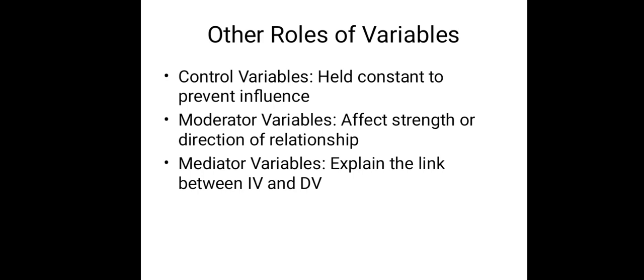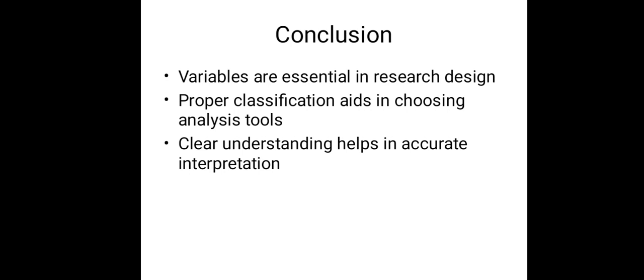Then the moderator variable. This is a variable that cannot really move the independent variable, but can affect the strength or the direction of the relationship between the independent variable and the dependent variable. To avoid that, we need to make sure that we identify the moderator variables and take care of them. Then mediator variables explain the link between the independent variable and the dependent variable. So that's what we have on those.